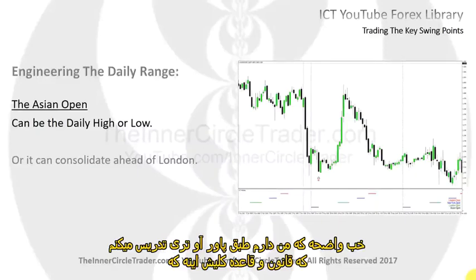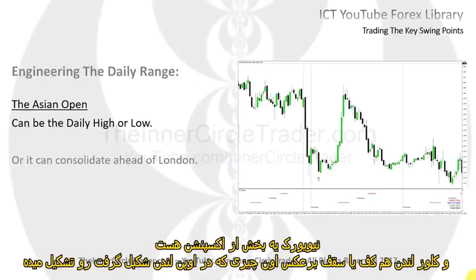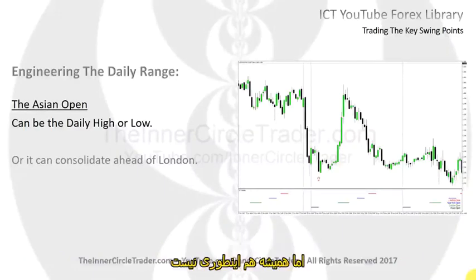Now, obviously, I teach with Power 3 that the general rule of thumb is that Asia is a consolidation, then London creates the high or the low of the daily range, New York is part of the expansion, and then London Close creates the higher low of the day or the opposite end of the range that's formed in London. But not always is that the case.